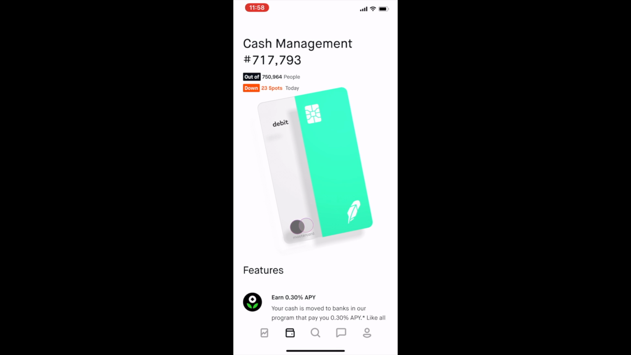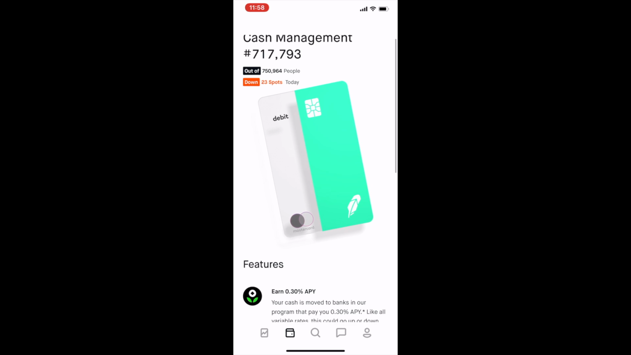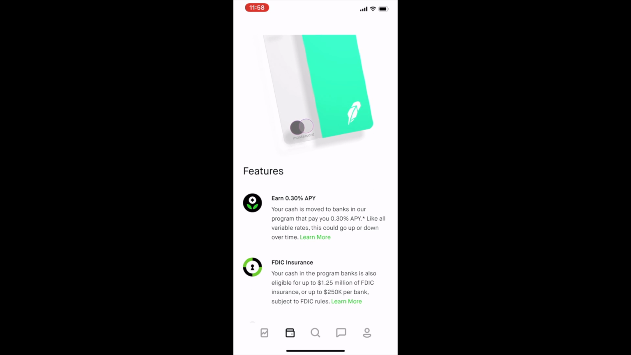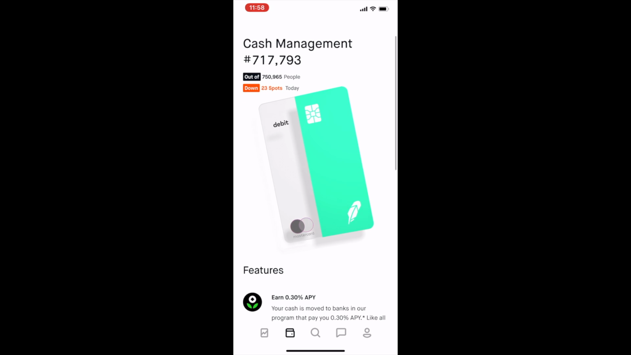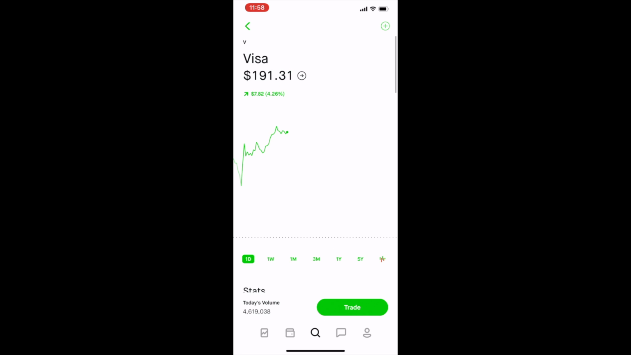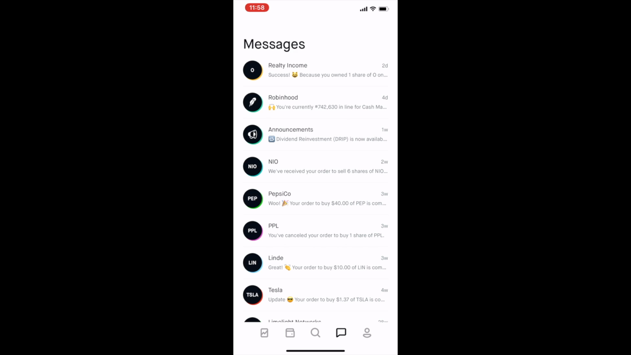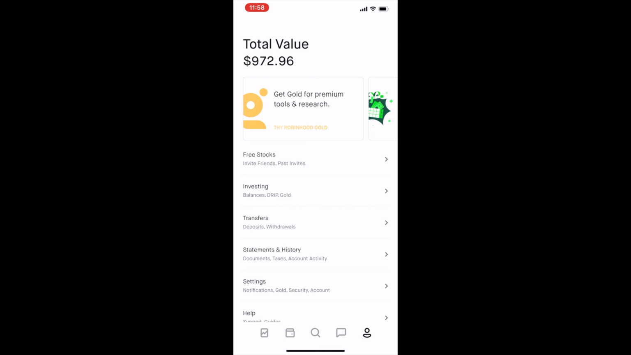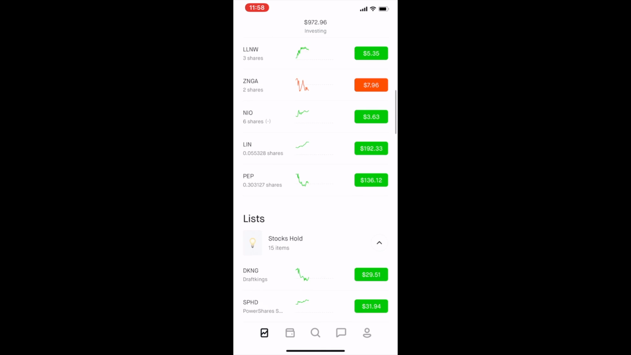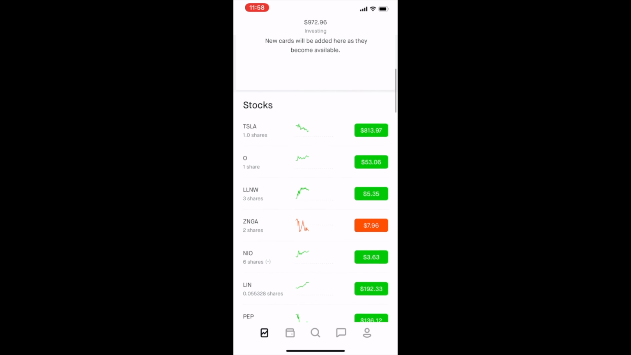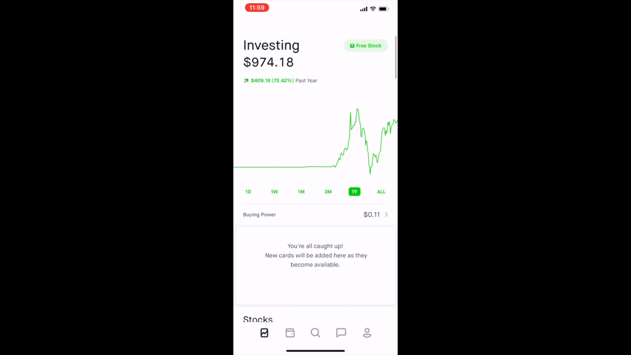Looking at my cash management app, you can see I'm up 23 spots today. Their current yield is 0.30%. And then you can have search here, like we looked at, as well as your messages and your account information. Overall, it's extremely simple and easy to understand and learn about investing to start off with.